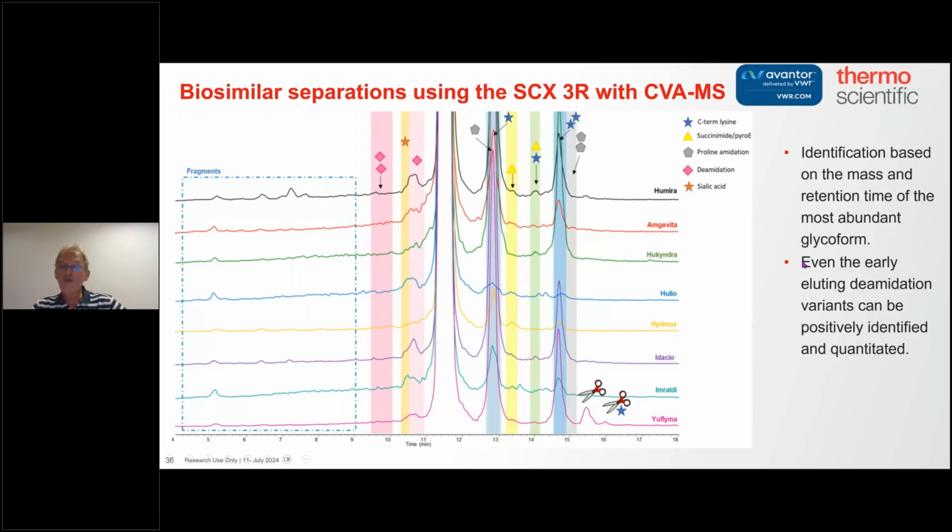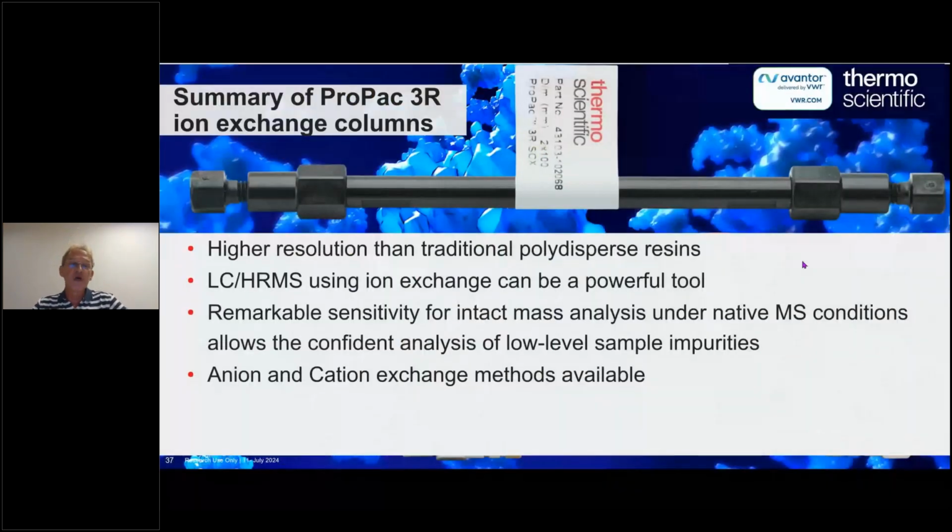And now we'll look at the summary of the 3R columns. It's much higher resolution than you'd get normally with a traditional polydispersed resin. And most of the resins coming out from Thermo Fisher will now be in this format. And there'll be more to come out, so keep an eye out for these ones. And if you're looking at LCMS, ion exchange can be a powerful tool going directly into LCMS with these volatile eluent systems. There's a few volatile eluent systems out there on the market and publications. The one I've just shown you, that works well.